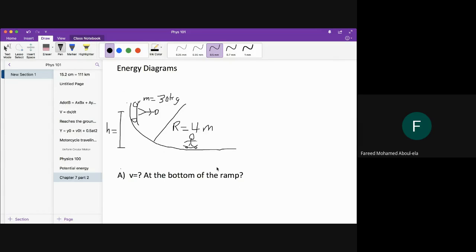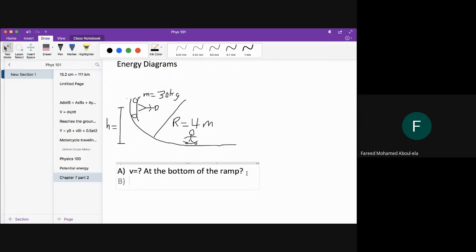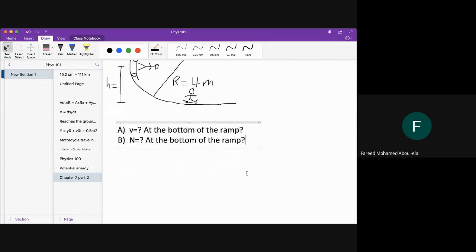Okay, so that's the first question. And the second question, when he reaches the bottom, what is the normal force from the ground? So I'll give you a few minutes. I'm just going to pause for a few seconds so that you can pause the video if you choose, and then you can think about how you would go about solving the problem.